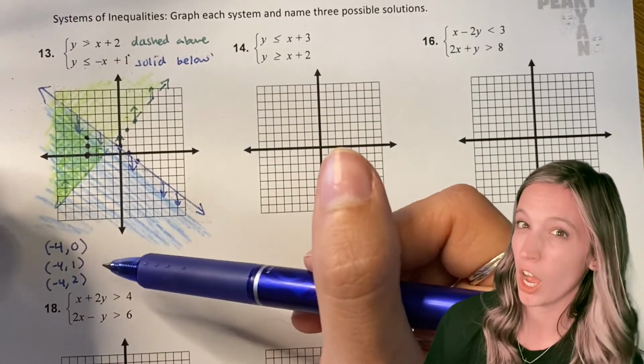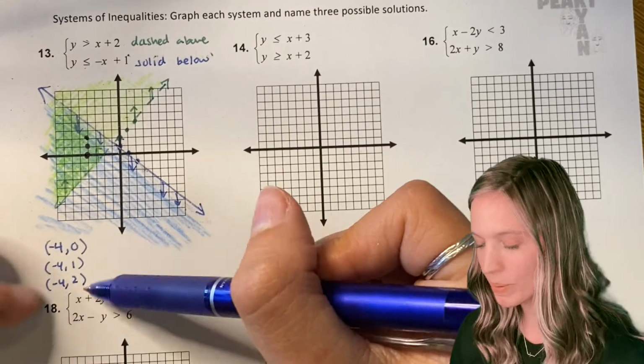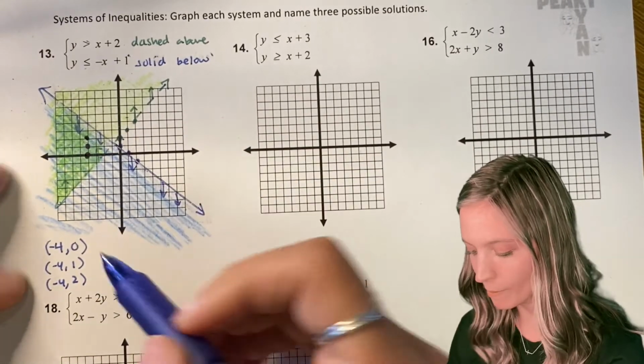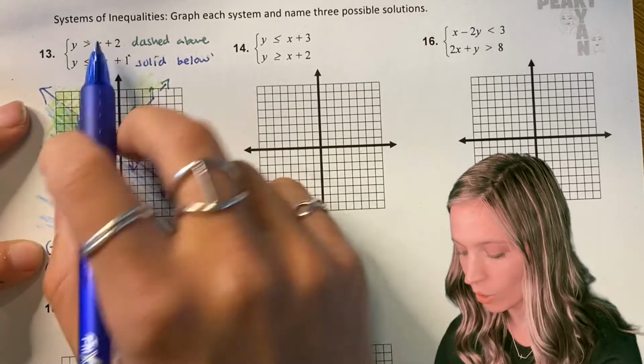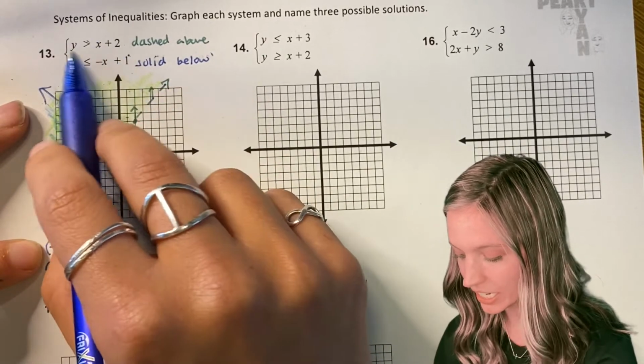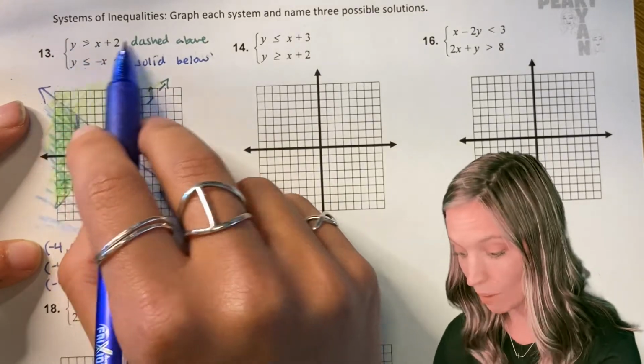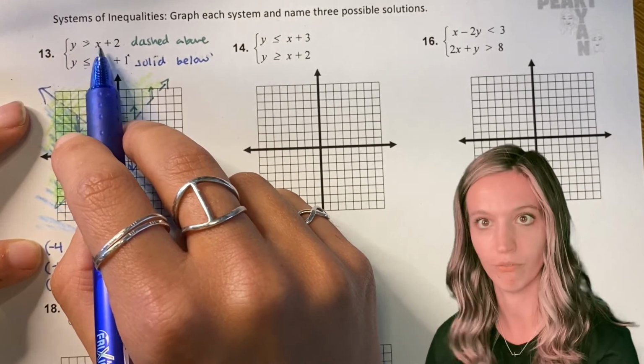Now, if I was being a good math student, I would probably pick one of these points to check and make sure I've really shaded the correct area. So I might pick like this one, negative 4, 0. If I plug in negative 4 and 0 to here, I would get 0 is greater than negative 4 plus 2, which is negative 2. That works. 0 is greater than negative 2.